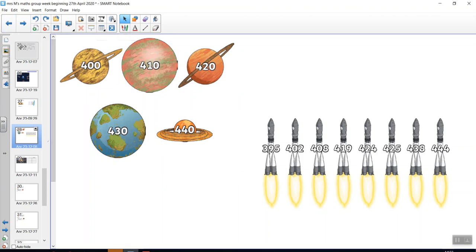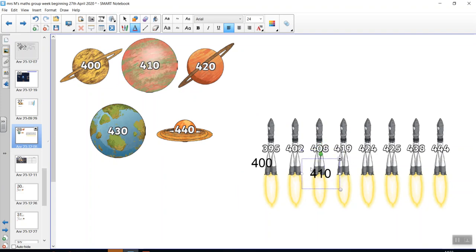Okay, let's have a look. 395. That rounds to 400, so it goes on the 400 planet. 402 also rounds to 400, so it goes on the 400 planet. 408 doesn't round to 400, it rounds to 410, so it belongs on the 410 planet.